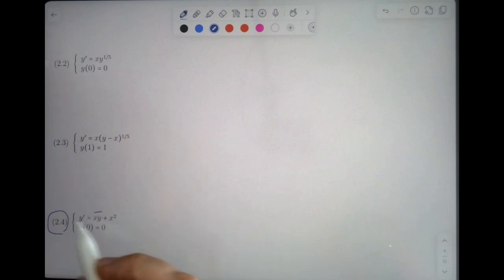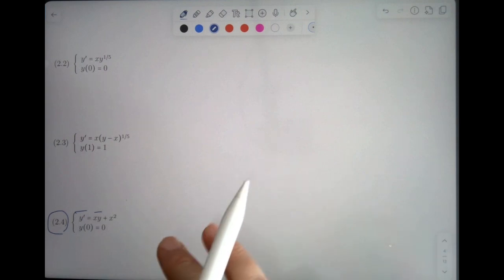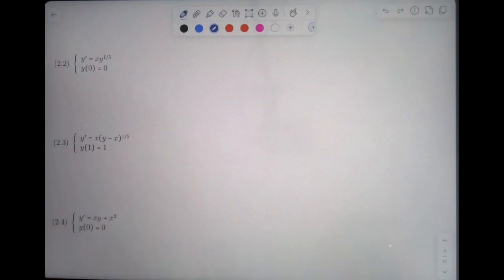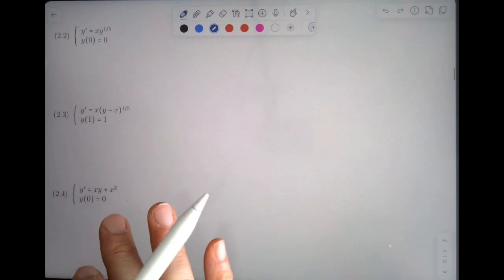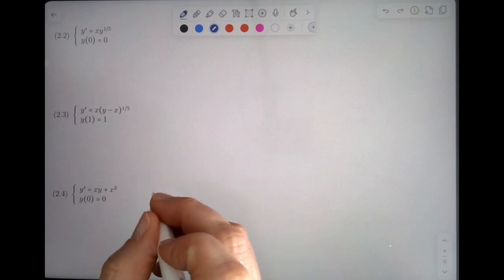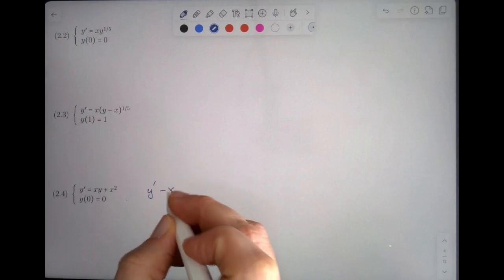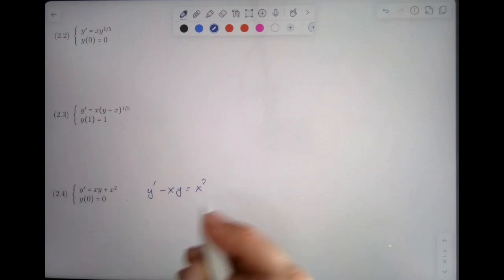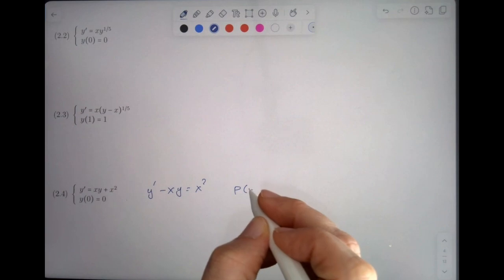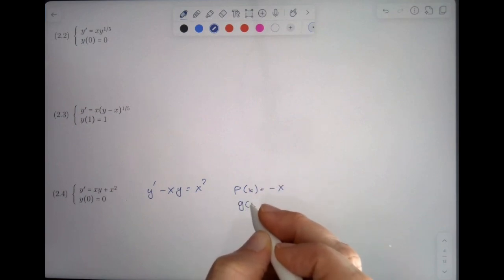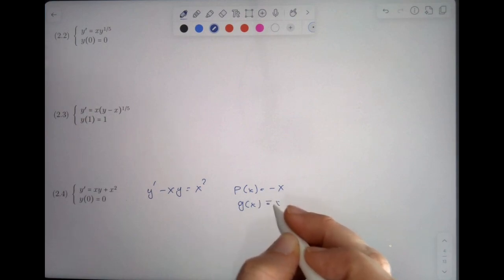Look, there's a term with only y, and there's a term with y prime, and then the last term doesn't have any y or y prime. So let's write this in terms of standard format, and then what is p of x? P of x is negative x, and g of x is x squared.